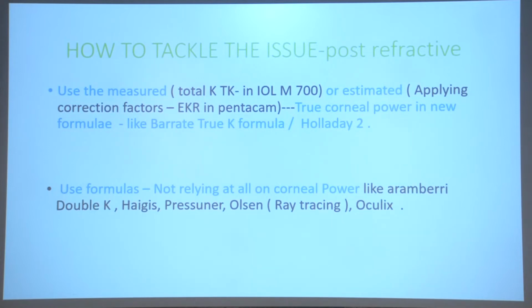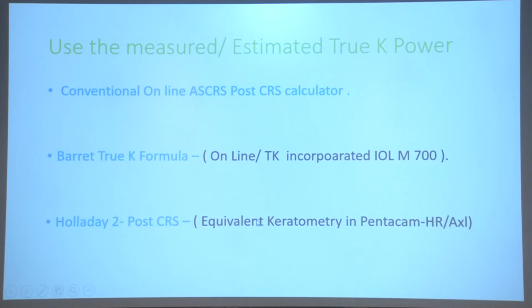Use formulas not relying at all on corneal power. Well, this is something very important. Many times we have patients who would not even know that a refractive surgery was done 20 years back, or would not want to tell you if their spouse is with them. So the formulas without corneal power are the Haigis, the Double K, the Hoffer, the Potvin, the Olsen, and the Okulix. These are the formulas which have started helping us, even if we do not know the pre-surgery corneal power. Again, coming back to the same conventional, use the measured or the estimated true power.